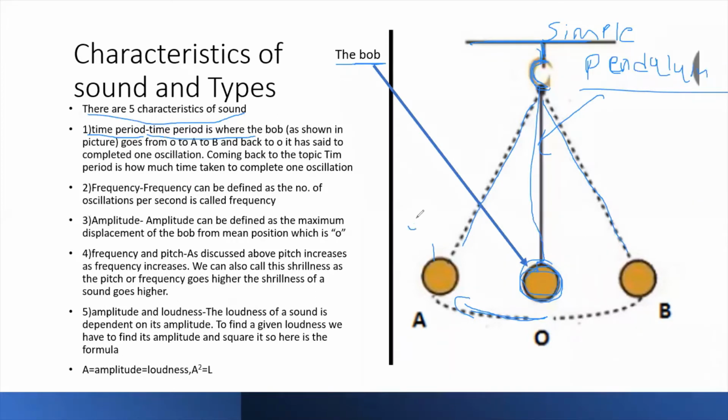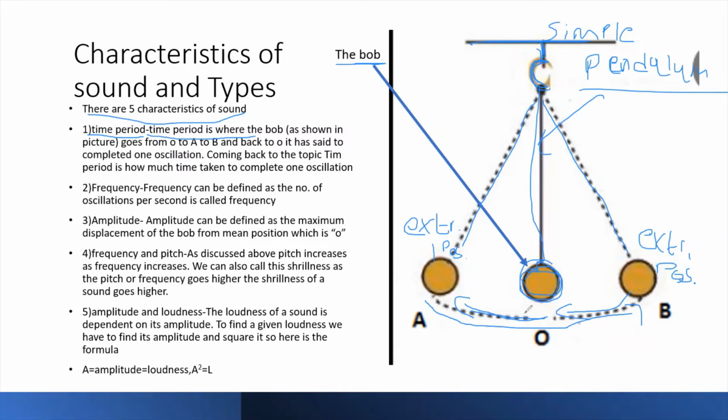A is also called the extreme position, and this is also the B point. The B point is also called the extreme position. A and B both are called extreme positions. When the bob goes from O to A, and then from A it goes to B, and then from B it comes back to O, it is said to have completed one oscillation.